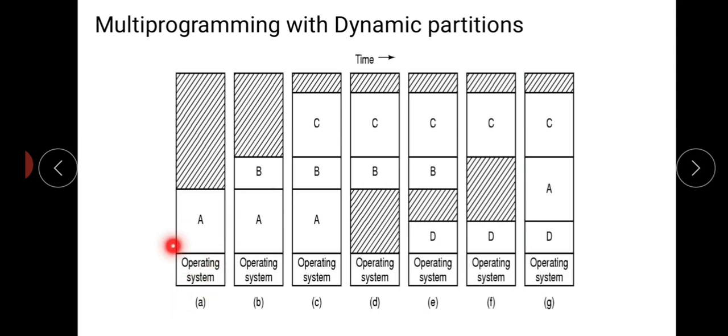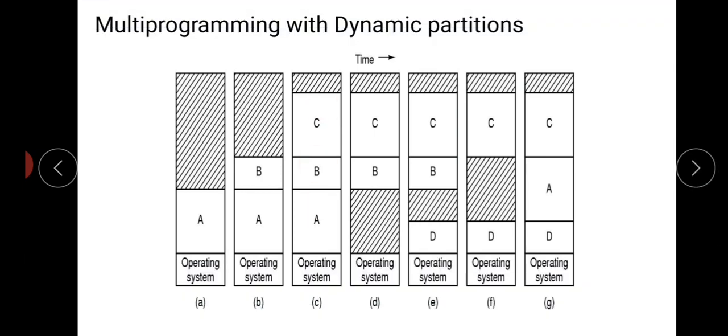So in figure A here, some portion is occupied by the operating system. Suppose process A is coming into the picture and A wants this amount of memory, so it will be allocated to A and the remaining will be free. Next, suppose B is coming, then the required amount of memory will be allocated to B and the remaining portion will be free. Next, C is coming and we still have enough memory, so C will occupy this amount of memory, and currently the 3 ongoing processes are A, B and C.